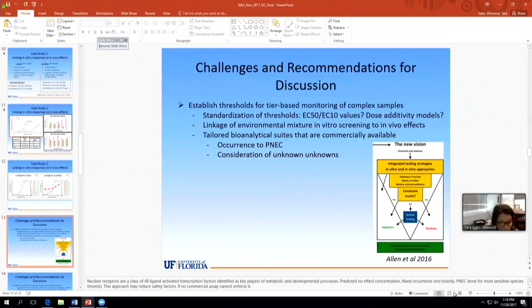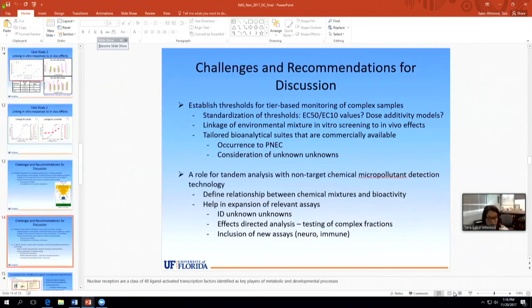One way to try and prioritize a suite of assays is to look at occurrence of activity with determined predicted no-effect concentrations. We also need to remind ourselves that while we understand what type of chemicals are associated with biological activity singly, and perhaps in some mixtures, there still exist unknown unknowns, which leads me into my second grouping of points for discussion. This is where there's a role for non-target chemical analysis of micropollutants, which I'm proposing be performed in tandem with in vitro assays.